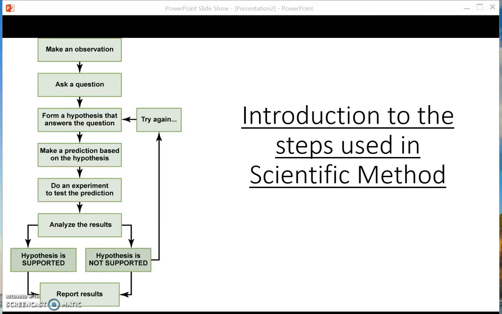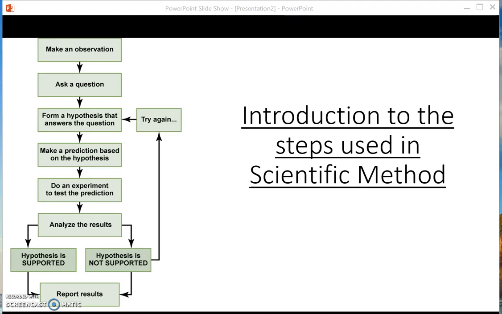Hello everyone. Today I would like to give you an introduction to the steps used in the scientific method, as you can see from the title of this PowerPoint here. And if we look at the scientific method, you can see that it is an ordered series of steps that you go through with a few little forks in the road.